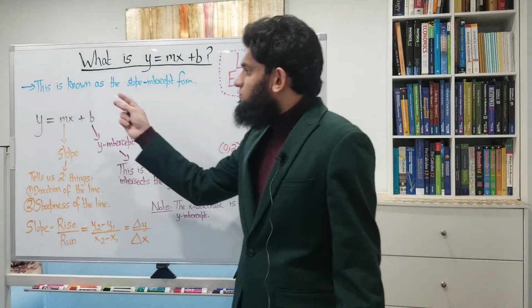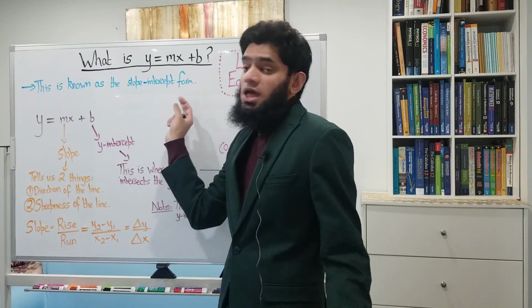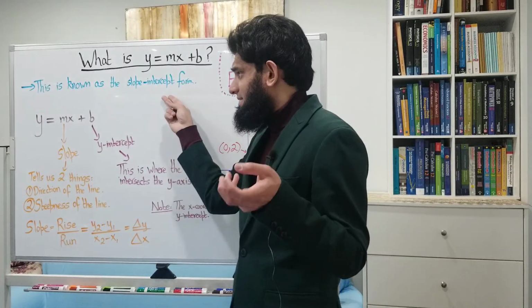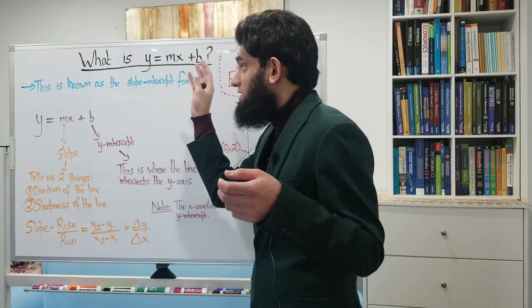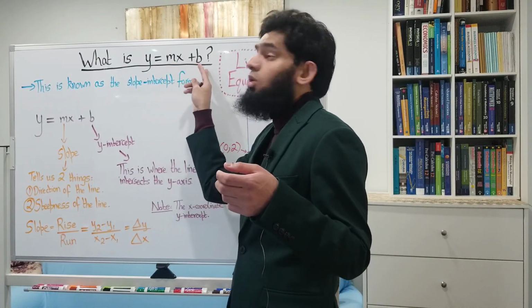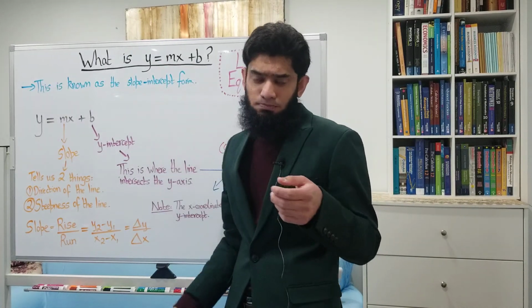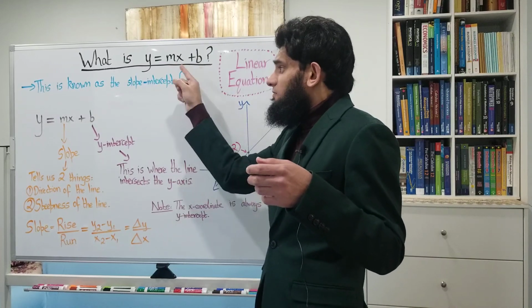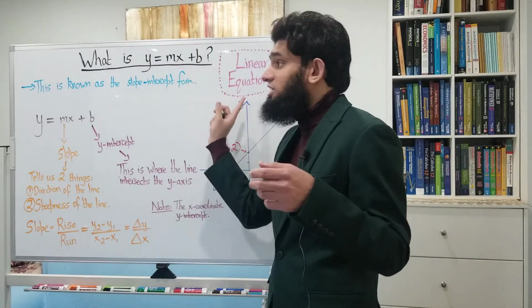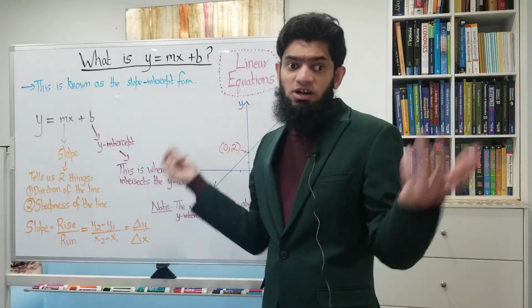Okay. So first of all, this is known as the slope-intercept form. And why is it known as that? It's because just by looking at this equation, we can immediately tell the slope and the y-intercept. So that is why this is known as a slope-intercept form. An important thing to note here is that we can only write linear equations in this form. And so you might ask, what are linear equations?